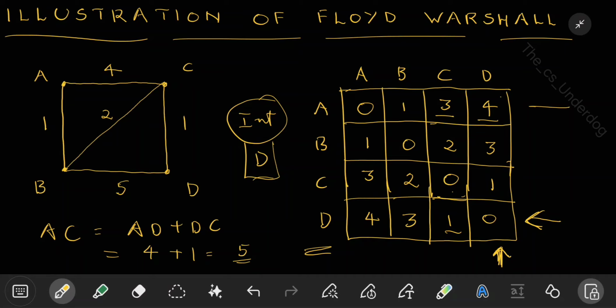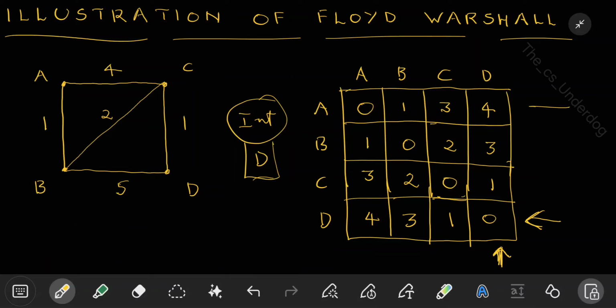You should keep 3 as it is, and you should not update. The 4 and this 1 will be kept as it is. So this is it about AC. Then it is AD. For D, this column, we are skipping. So I'll skip D. We'll go to the next row.